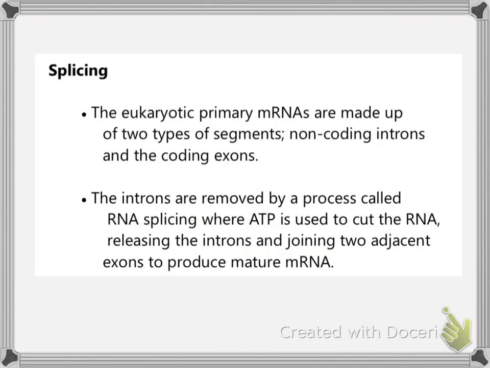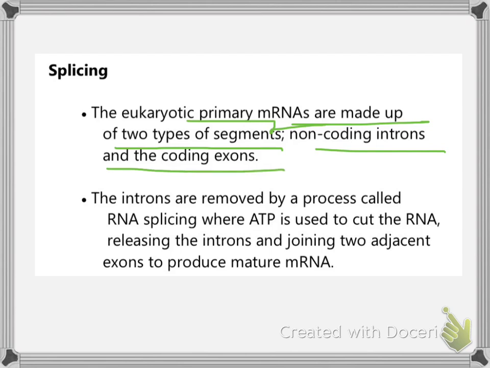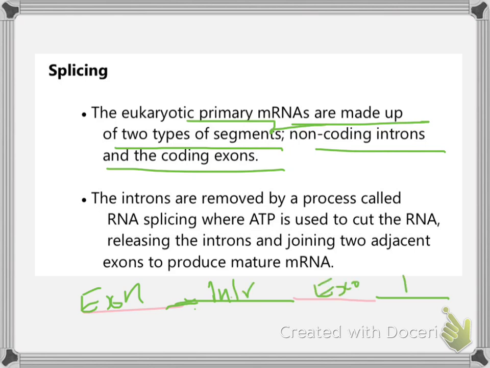Next one is splicing. The eukaryotic primary transcript mRNA is made up of two types of segments. They are non-coding introns and coding exons. That is, this is exon, this one intron, then this is exon, then this one intron. So the primary transcript contains non-coding introns and coding exons. These are the non-coding introns and these are the coding exons.